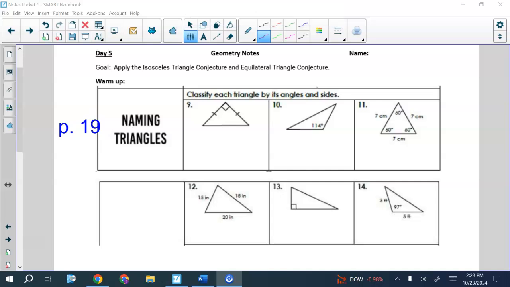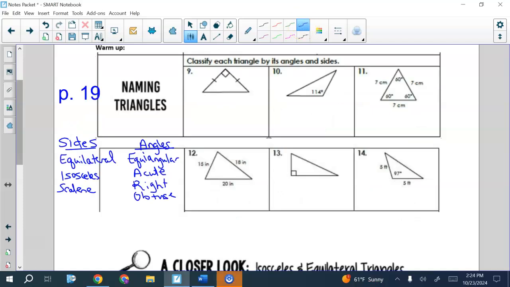Geometry Notes, Day 5. Apply the isosceles triangle conjecture and equilateral triangle conjecture. So go ahead and work on the warm-up. Classify each triangle by its angles and sides. Remember, we had 4 different ways we could classify the triangle by its angles and 3 different ways by the sides. So I'm going to let you work on that for a minute, and then I'll give you some hints. So go ahead and pause the video.